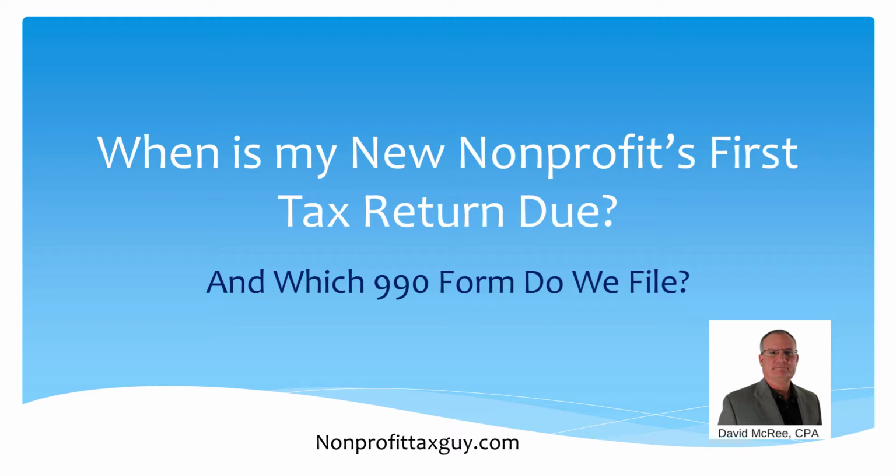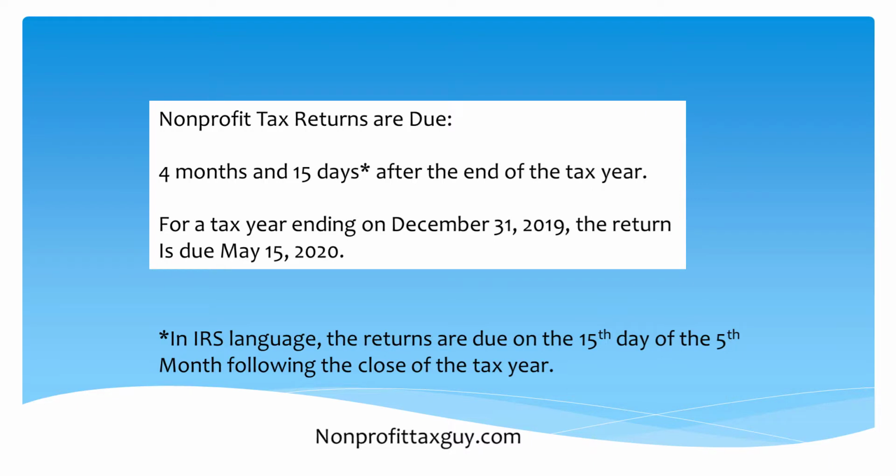Today's video is about when a new nonprofit's first federal tax return is due. So this video is for nonprofit organizations that are trying to figure out what Form 990 return they need to file and when it is due. The rule is that the first return is due 4 months and 15 days after the end of the organization's tax year. So if the organization's first tax year ended on December 31st, then the first return is going to be due on May 15th of the following year.